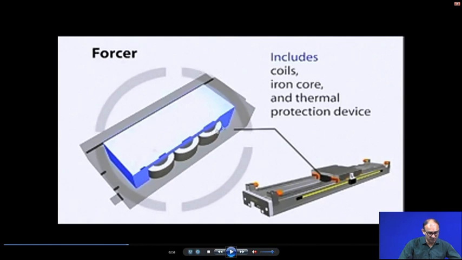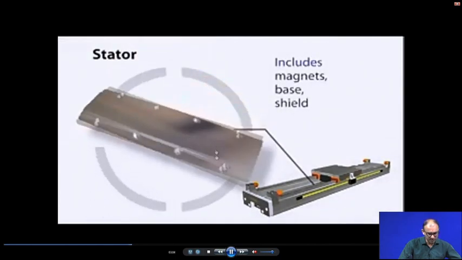So, the forcer, this part, includes a coil, because you have to create an electrical signal here. An iron core is there, because it is something like an electromagnet, and thermal and protection devices, because you have to isolate this from electrical problems. Correct. So, this is the stator.